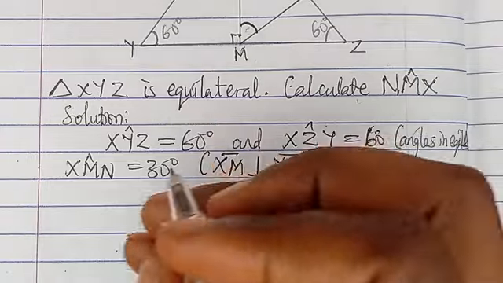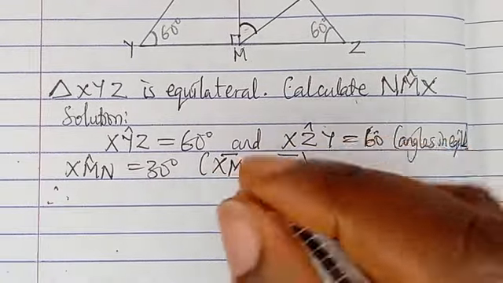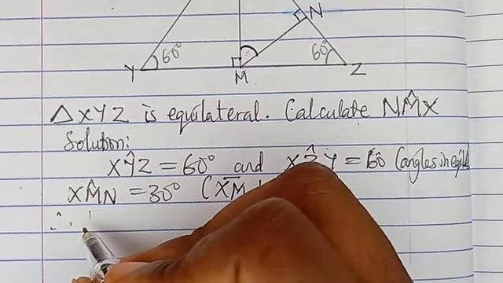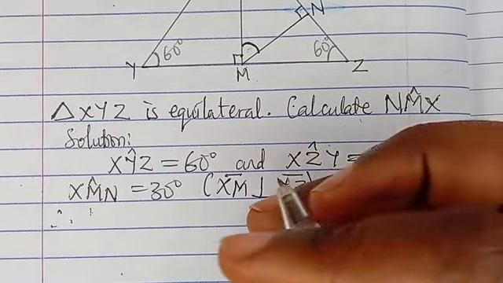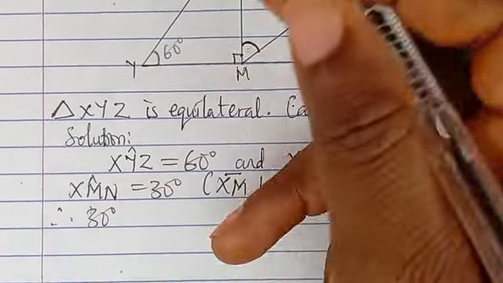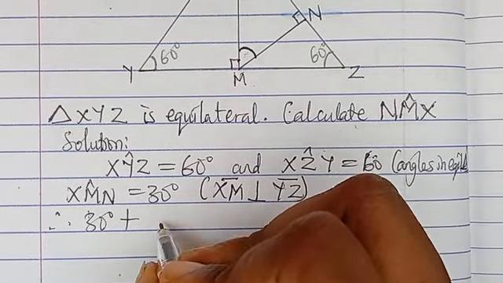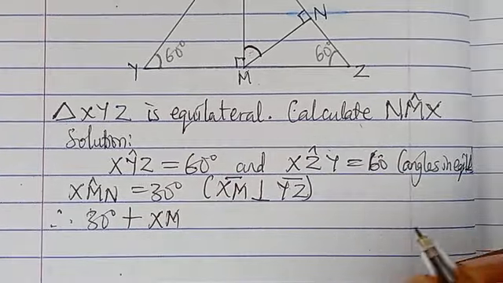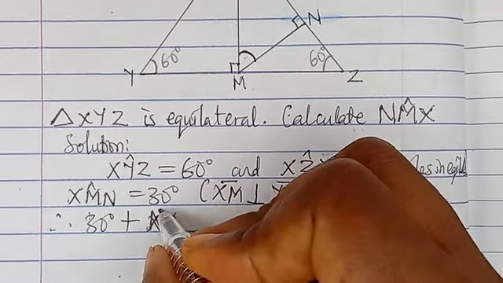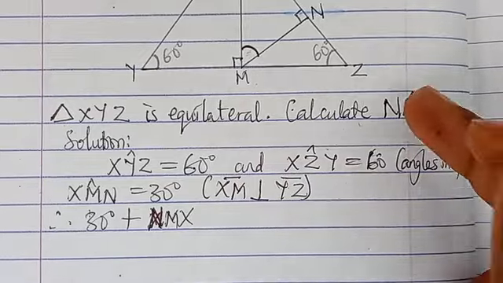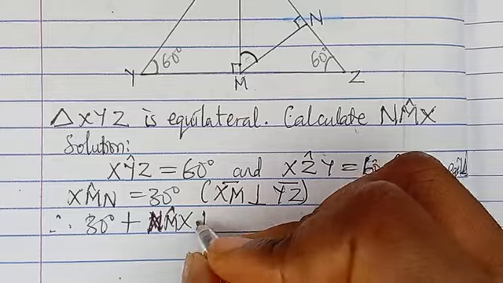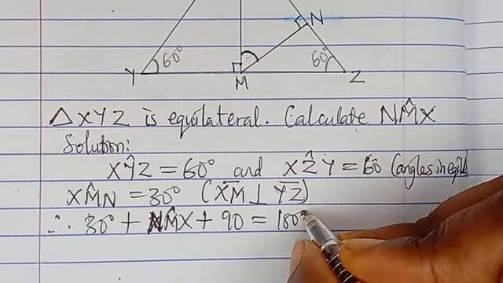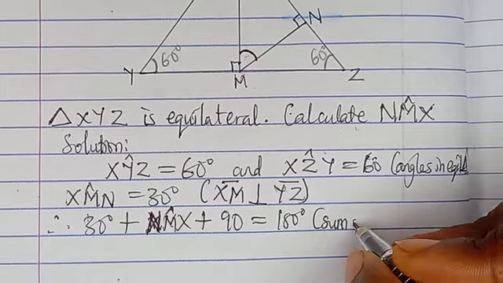So having this, we have, therefore, in this triangle, 30 degrees plus angle NMX, as given to us in the question, plus 90 degrees are all equal to 180 degrees, and our reason is sum of angles in a triangle.